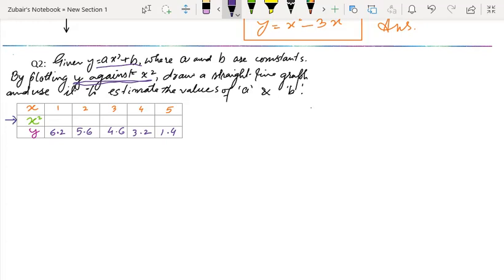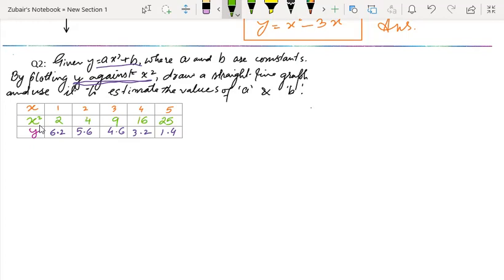So now what to do? We will find the x square using the value of x. So this should be, yes, this should be 2, and this should be 4. This should be 9, and 4 square means 16, and 5 square means 25. Okay, so now we are ready to have the values of y and x square both.